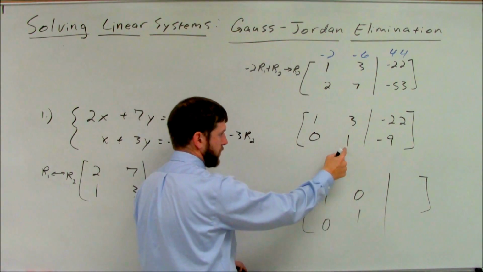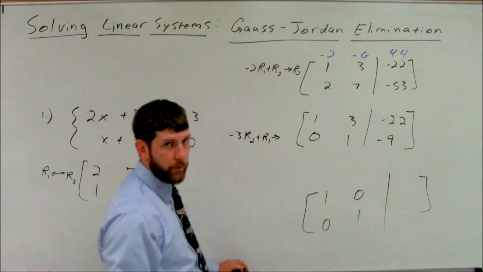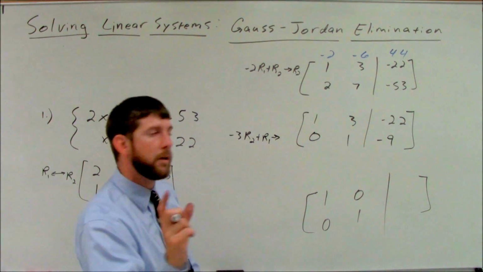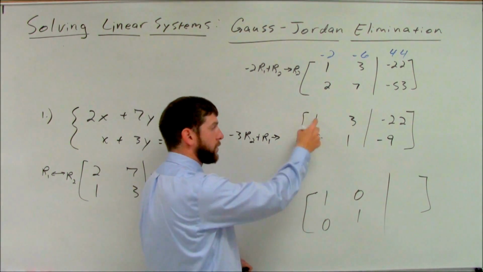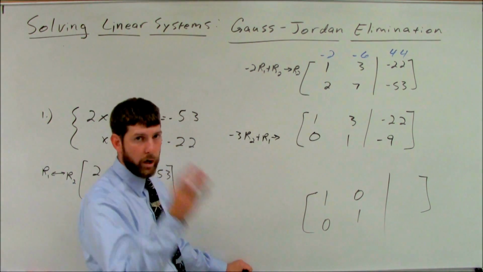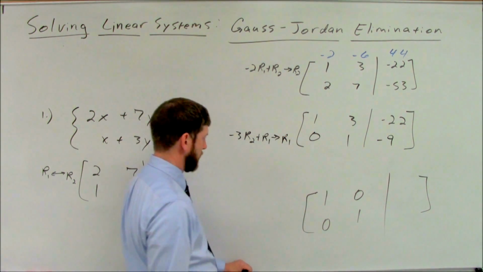Negative 3 times this row, and then combine it with row 1. Or you say, well, wait a second, if I combine stuff with row 1, won't that mess up my 1? No, because what am I adding to my 1? 0. That's why we take care of one column at a time. And this will give me a new row 1.